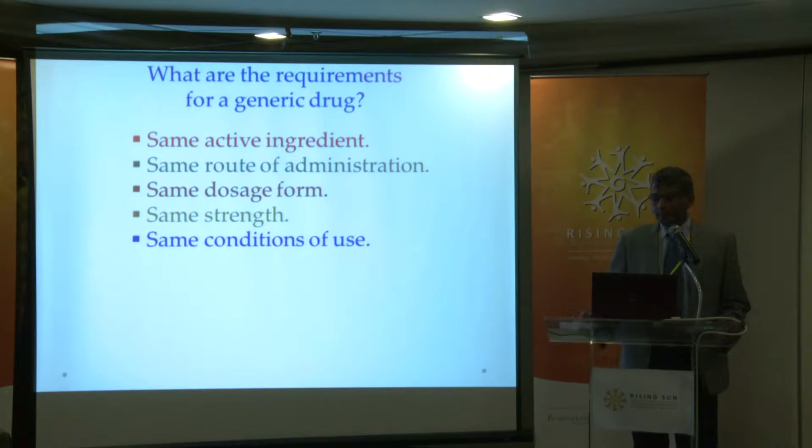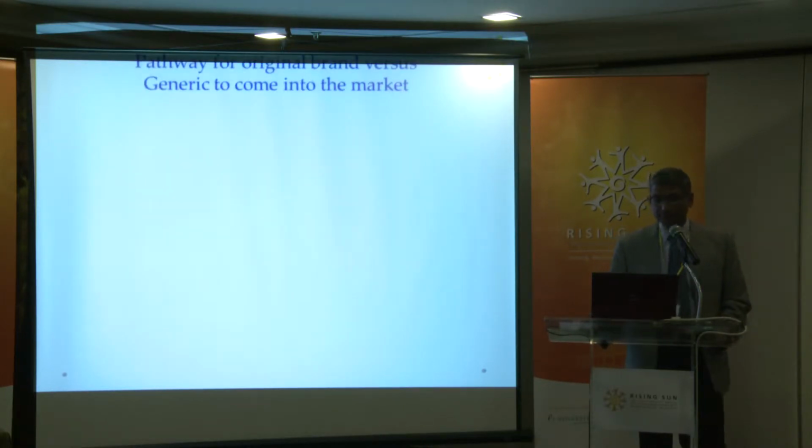So what are the requirements as far as generic drugs are concerned? We know that it should have the active ingredient, of course, that goes without saying. It should be used by the same route of administration. Even though the molecule is the same, you can't have one as an IV preparation and the other as an oral preparation, with the innovator being the oral preparation. You should have the same dosage form, the same strength, and the same conditions for its use. If all these are satisfied, one would be willing to accept that the generic is closest to the innovator brand.